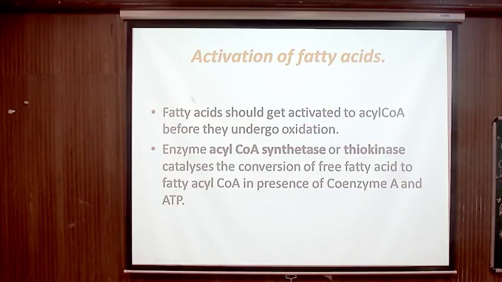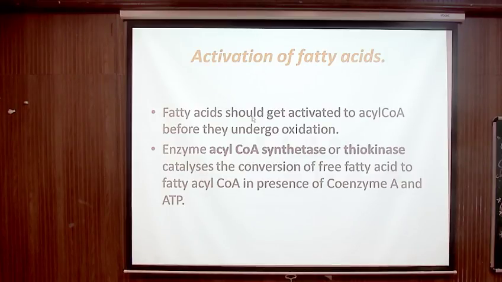Now, coming to the activation of fatty acids. As I said, for example, if you have palmitic acid, which is a 16 carbon fatty acid, any fatty acid that needs beta oxidation should be activated first. When it gets activated, it is called fatty acyl coenzyme A. Don't get confused between acetyl coenzyme A and acyl coenzyme A. After the activation, it is called acyl coenzyme A, not acetyl. Acetyl coenzyme A is a 2 carbon unit you get after the beta oxidation.